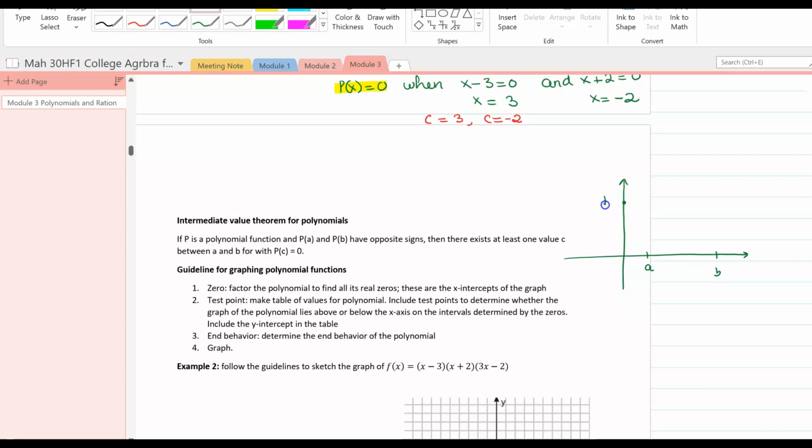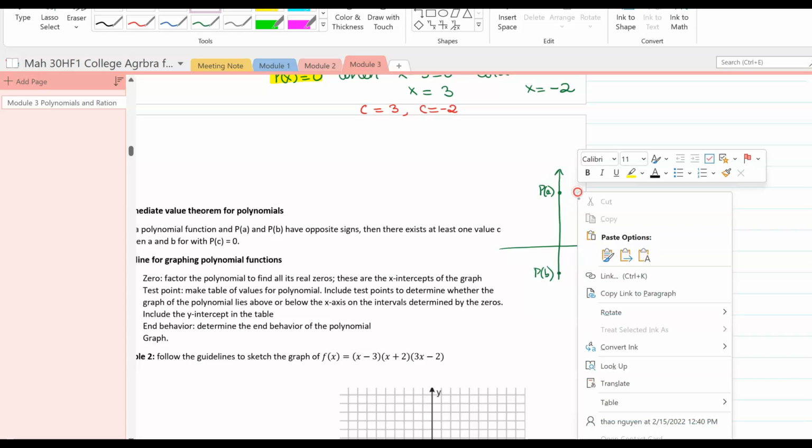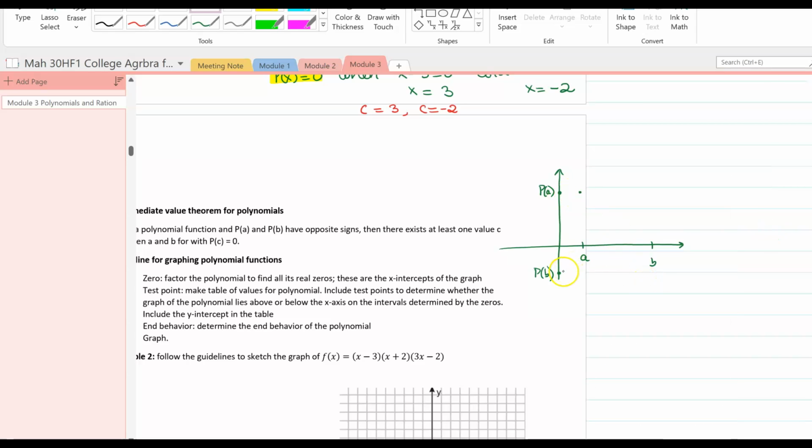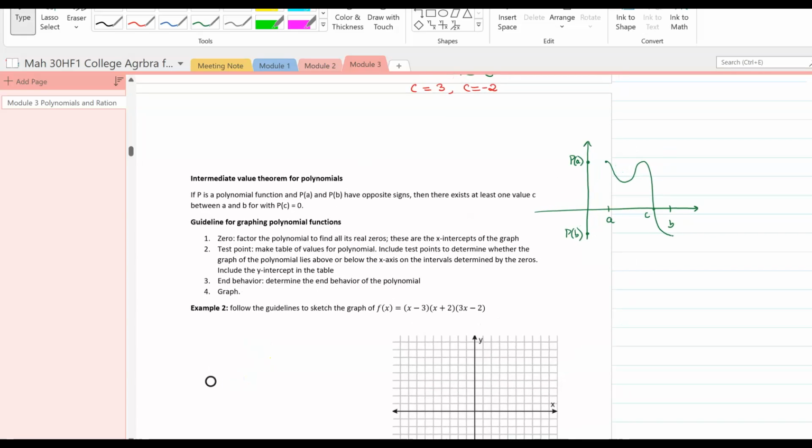So let's say here we get p of a and p of b have to be opposite. Okay, so in order to get from this point here to this point here, we have to cross the x-axis somehow, right? So this value is the c that is referred to in the theorem. If a and b have opposite signs, then in order to get from point A to point B, we have to cross the x-axis somehow, and so we get at least one value of c that makes p of c equal to 0.